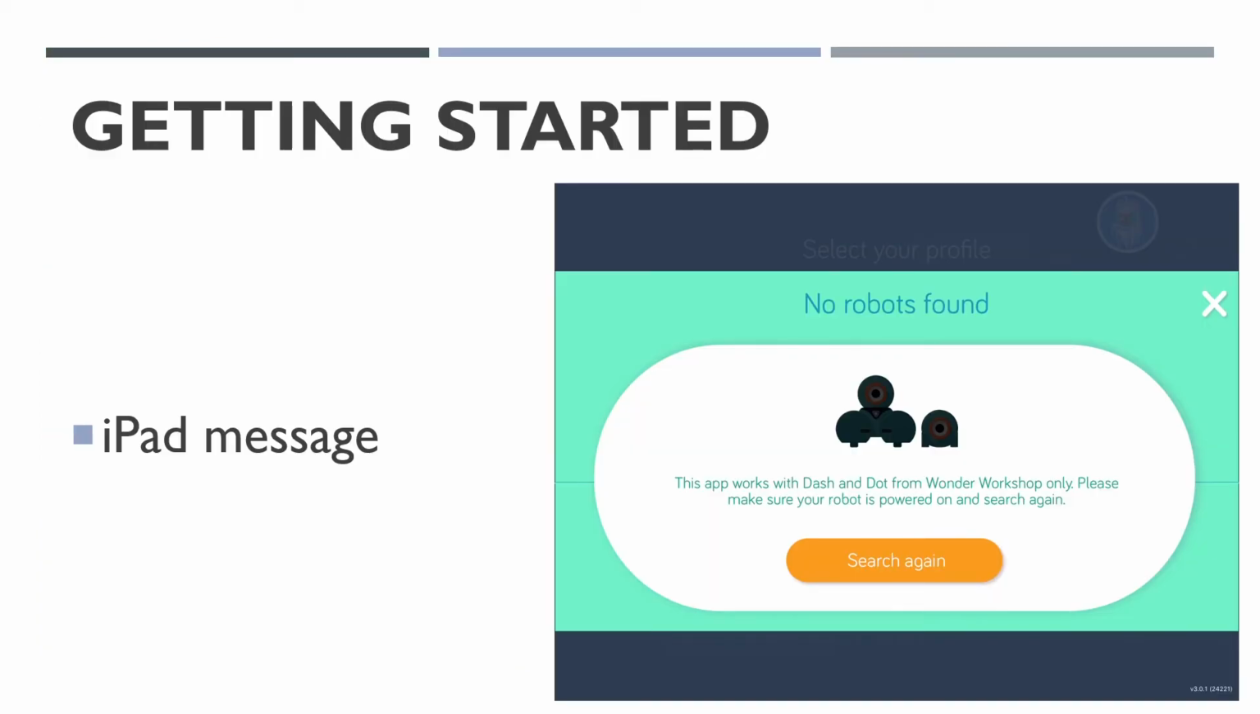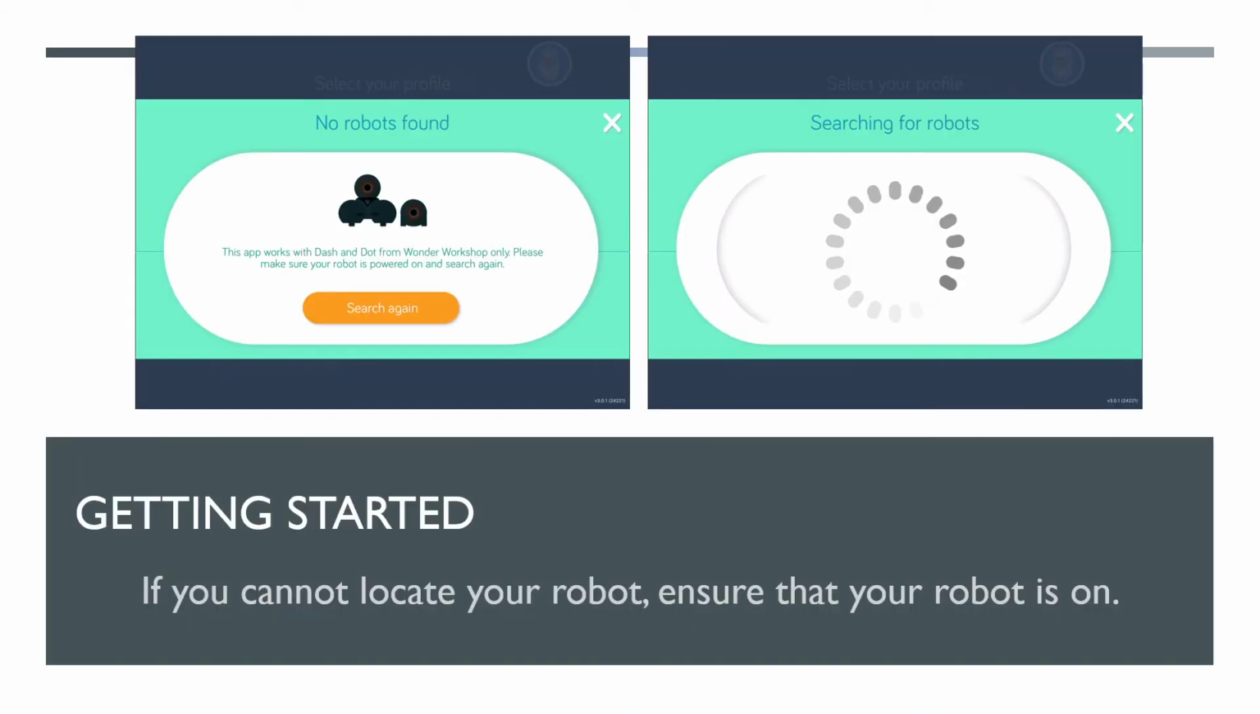If your iPad cannot detect a robot, it will tell you no robots found. Please ensure that your robot is indeed turned on and then press the orange button that says search again. The iPad will go through the process of locating any available robots that are nearby in the on position, and then you can choose the correct robot.